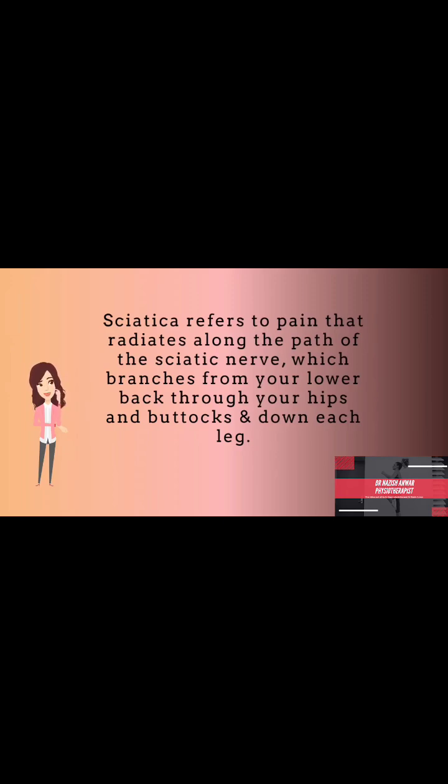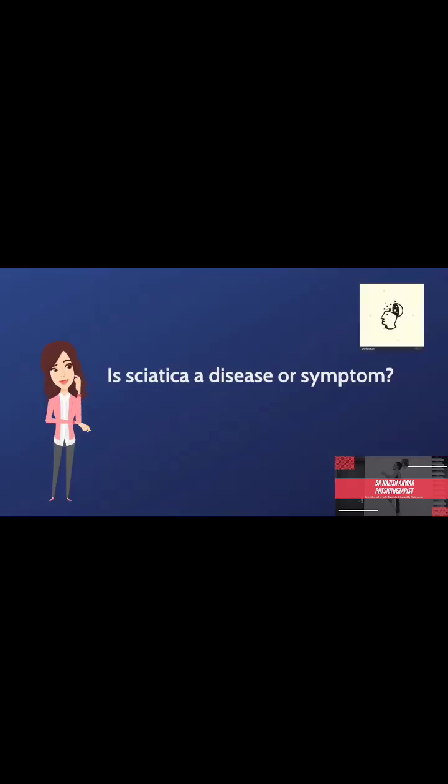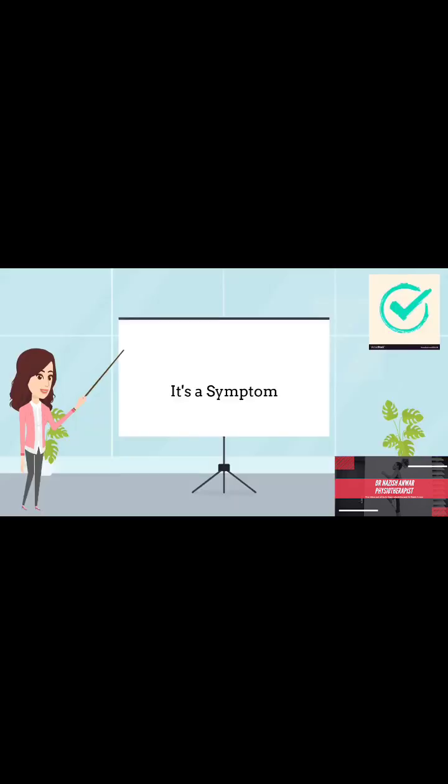Sciatica refers to pain that radiates along the path of the sciatic nerve, which branches from your lower back through your hips and buttock and down each leg. This is a severe condition, and sciatica affects as many as 40% of people during their lives. Is sciatica a disease or a symptom? Mostly people, even medical students, confuse sciatica with a disease or a symptom. So the answer is it's a symptom, it's not a disease.